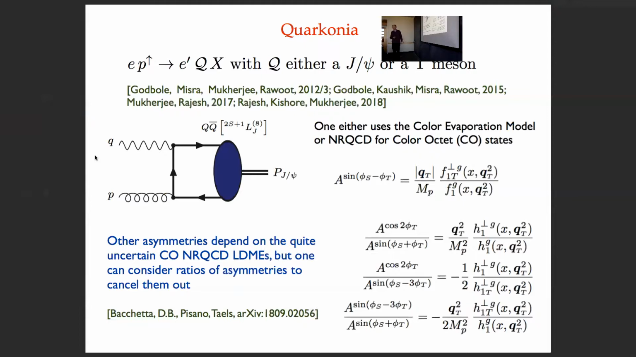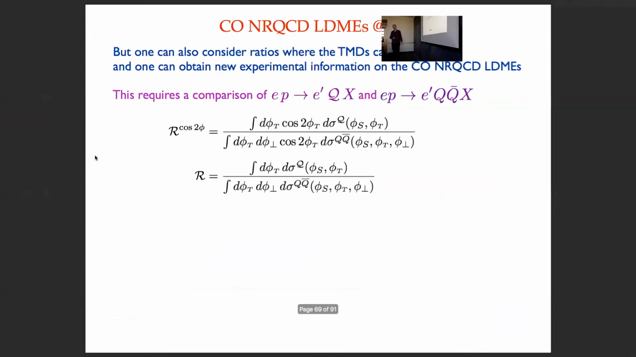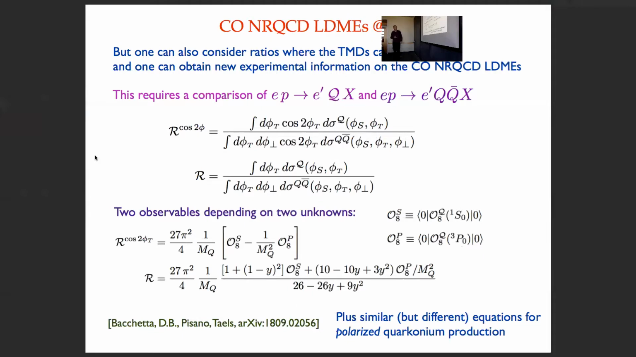But then we thought, hey, you can also turn this around. Instead of trying to study the TMDs, you can study these long distance matrix elements. If you compare the bound QQ-bar to the open QQ-bar, and take again some ratios, the φ-dependent ones or the φ-integrated ones, in this analysis you get two observables with two unknowns, the color octet long distance matrix elements, which you can then isolate. If you, in addition, look at the polarization states of the quarkonia, you get two more equations with the same unknowns, so you can double check.